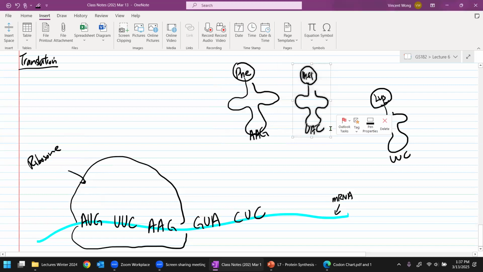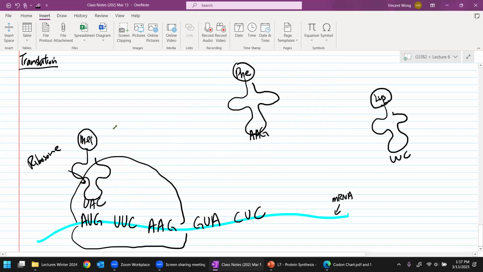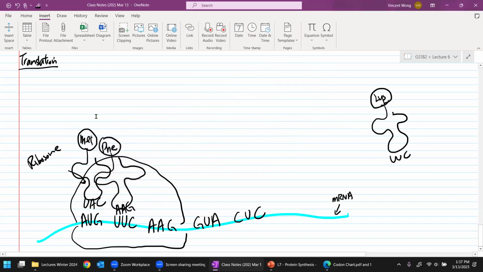And then, another one is going to try. Is this going to fit? Yes, that is totally going to fit, right? So it's going to stay there. And then we're going to try the next one, which is like, what is this? UUC. That's right. So PHE. So look, this is going to come over here. And then the MET will break off. And then you will form a peptide bond. And now it's going to be on the PHE, right?